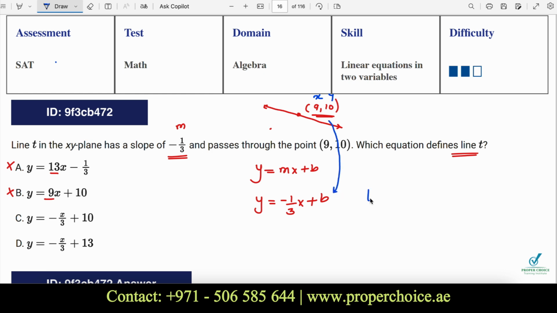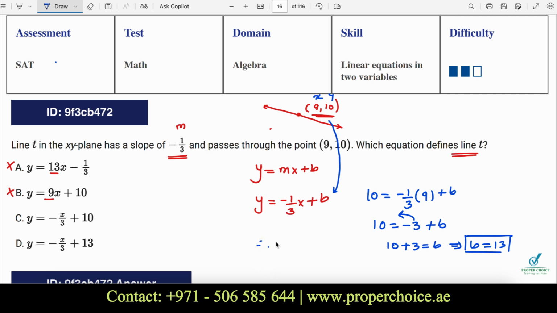So that is 10 equals minus 1 by 3 times 9 plus b. So 10 equals minus 1 by 3 times 9, that gives me minus 3 plus b. Take this to the other side, 10 plus 3 is equal to b, which gives us b equal to 13, and that is what represents the equation of the line along with the y-intercept. That finally becomes y equals minus 1 by 3x plus 13, which matches option D.